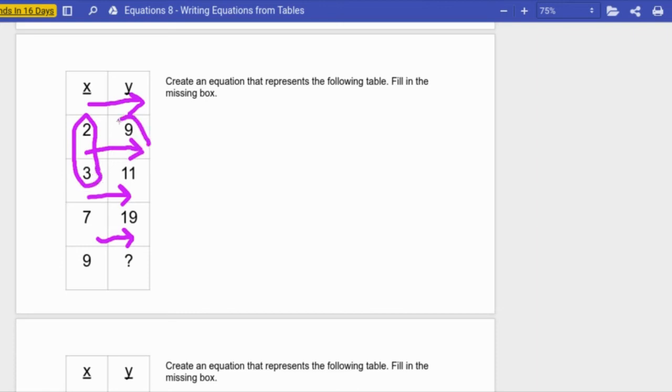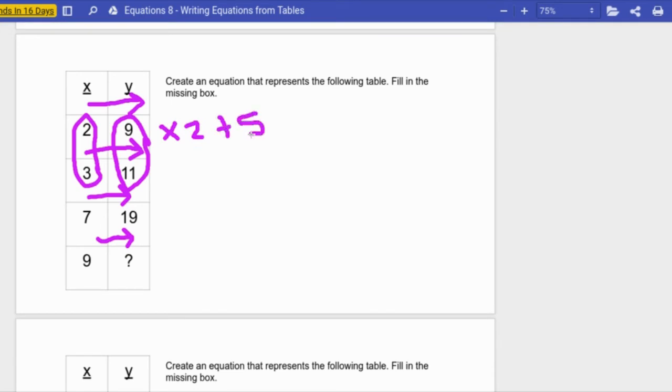Now take a look at the Y values for those. Those have a difference of 2. That tells me that I am multiplying my X by 2. So if I multiply by 2, I have 2 times 2, which is 4, and then I would have to add 5 to make it equal 9. So let's try that here. 3 times 2 equals 6, plus 5 equals 11. 7 times 2 equals 14, plus 5 equals 19. So it looks like my pattern is that I multiply by 2, and then I add 5.